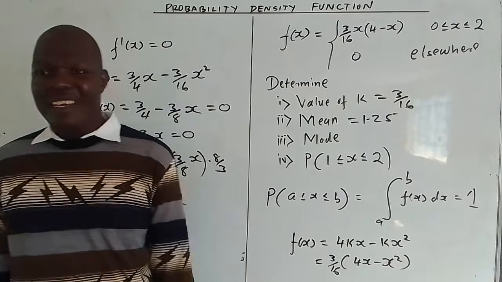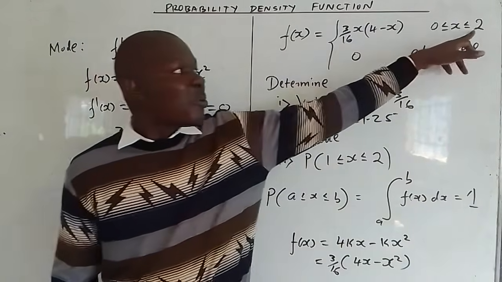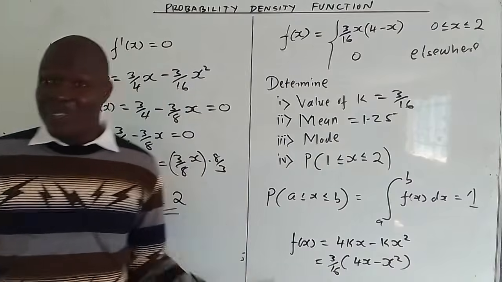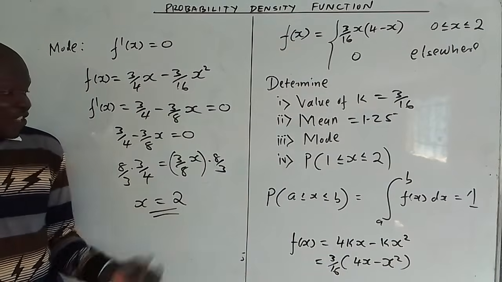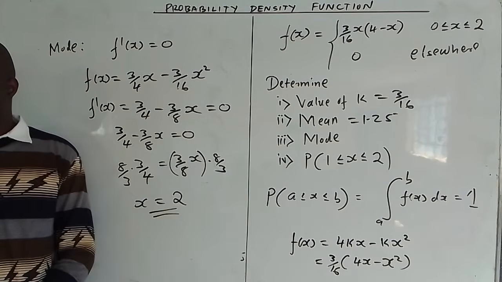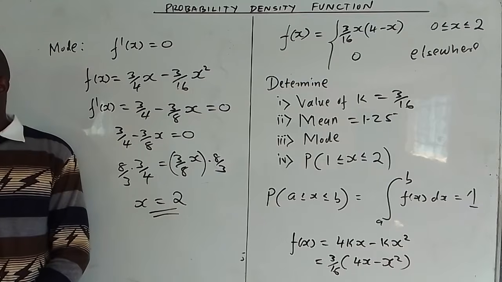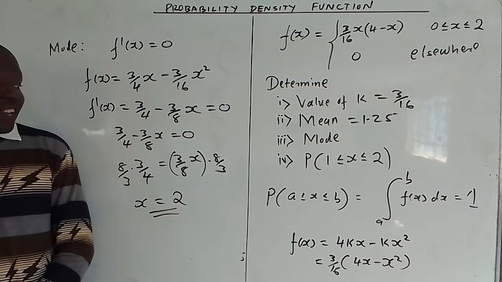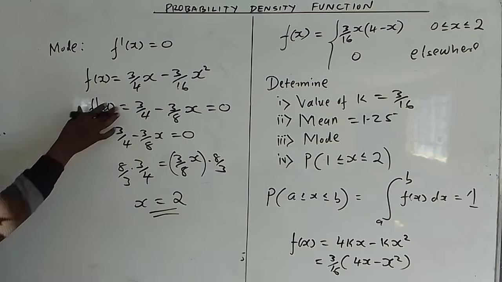Are we together? So you see that upper limit 2 is actually the maximum value for this probability density function. It is the mode. Are we together? It is the mode, and you can confirm that it is the maximum value by using the second derivative.